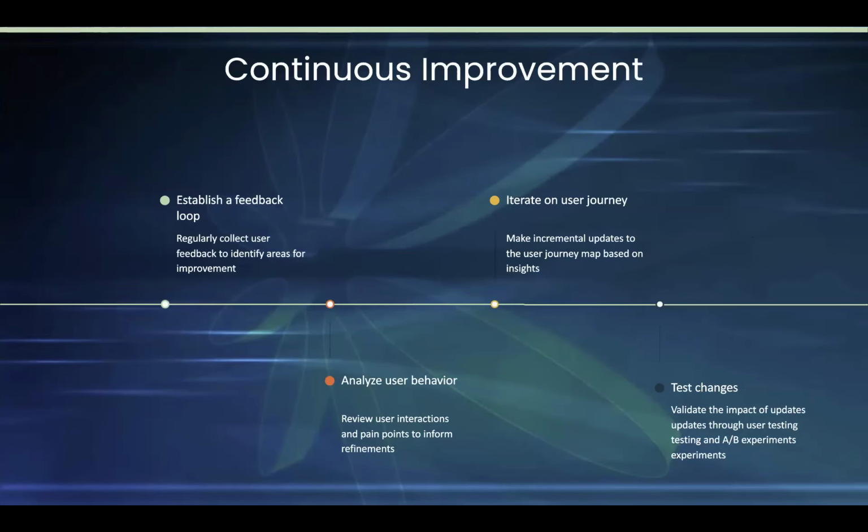So continuous improvement, like I said, as a BA, you always need to think about continuous improvement. Regularly collect users' feedback to identify areas of improvement, analyze their behavior, and iterate incremental updates to the user journey map based on the insight. As you continue on the project, you are getting more insight. Based on any insight, you need to update your user journey map, and then you test the changes.